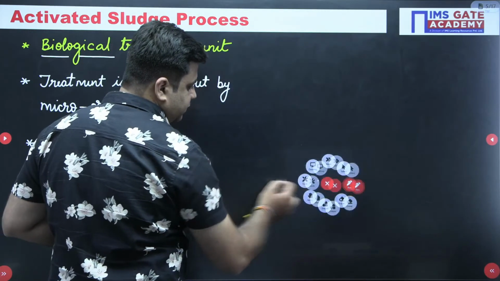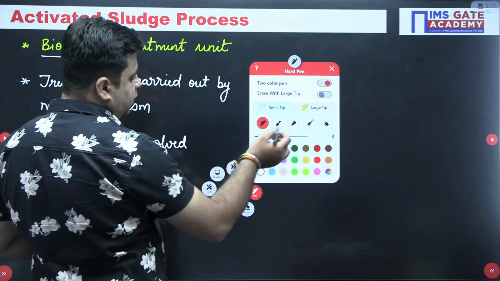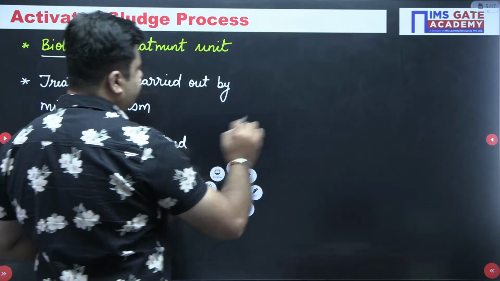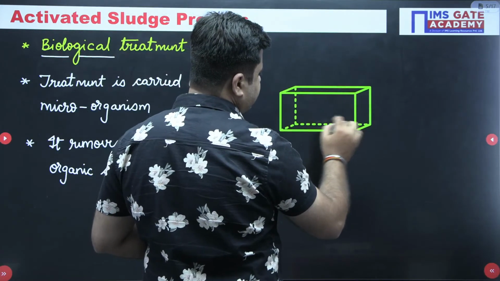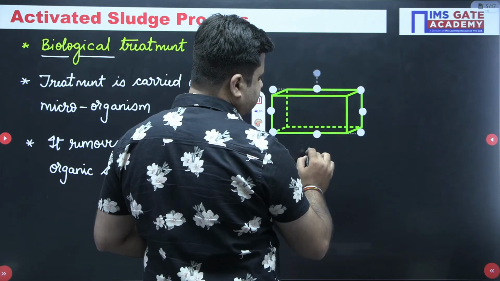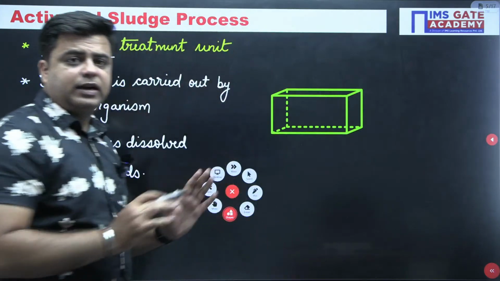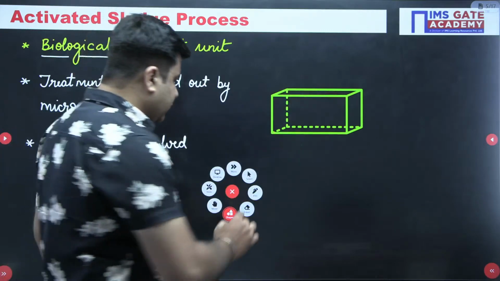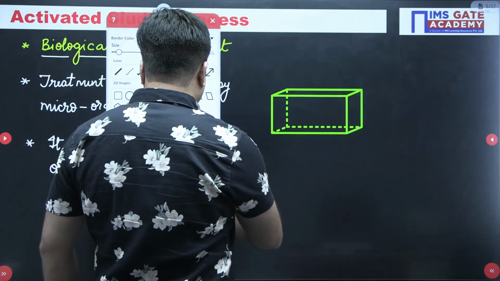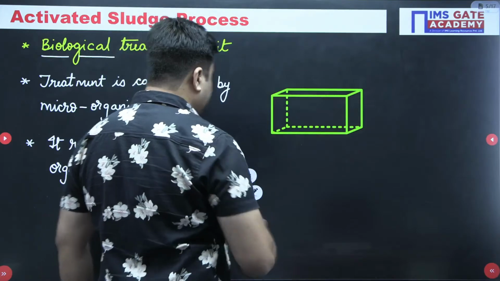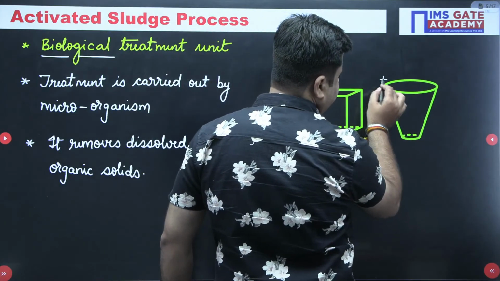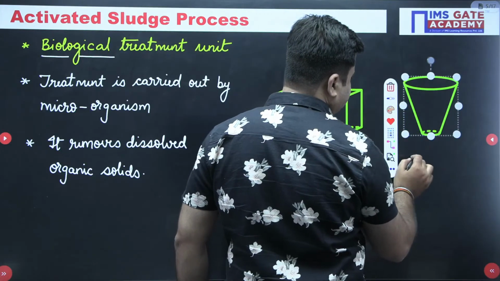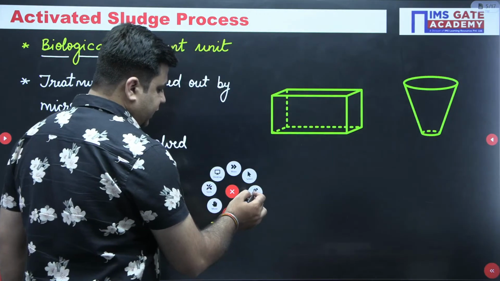You see this. In the activated sludge process, you have one aeration tank like this. This is your aeration tank of the activated sludge process. Now understand how this process is carried out. Ahead of the aeration tank, you have one secondary sedimentation tank.